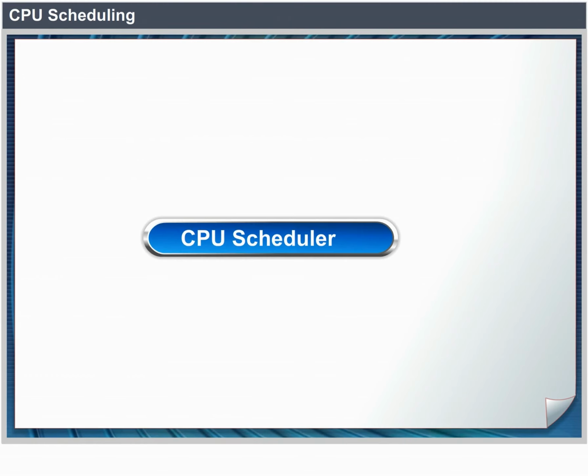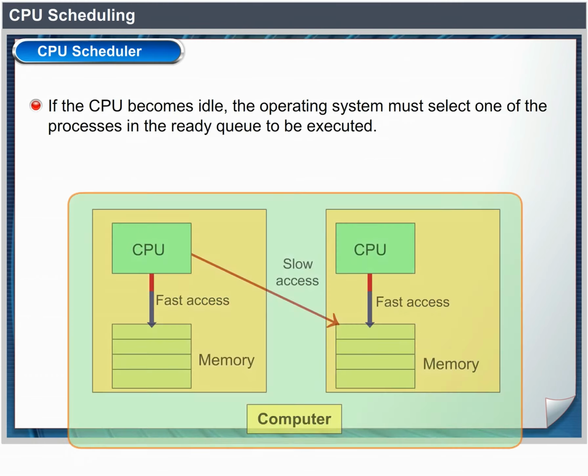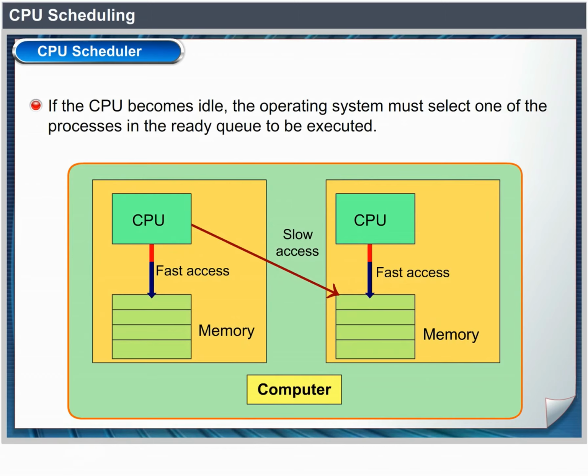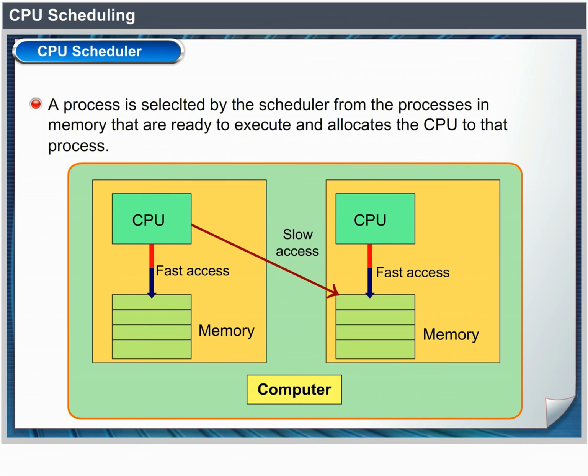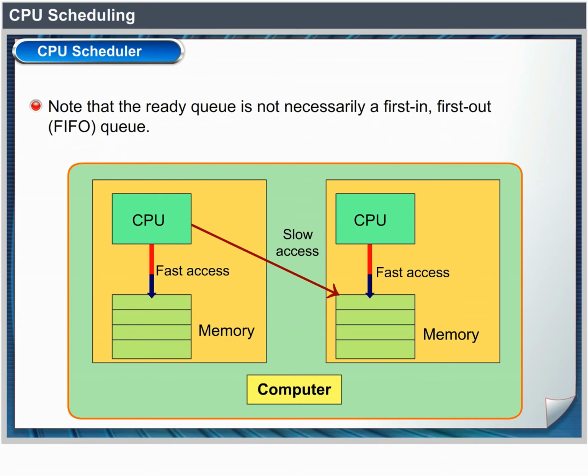CPU scheduler. Whenever the CPU becomes idle, the operating system must select one of the processes in the ready queue to be executed. The selection process is carried out by the short-term scheduler or CPU scheduler. The scheduler selects a process from the processes in memory that are ready to execute and allocates the CPU to that process. Note that the ready queue is not necessarily a first-in, first-out queue.